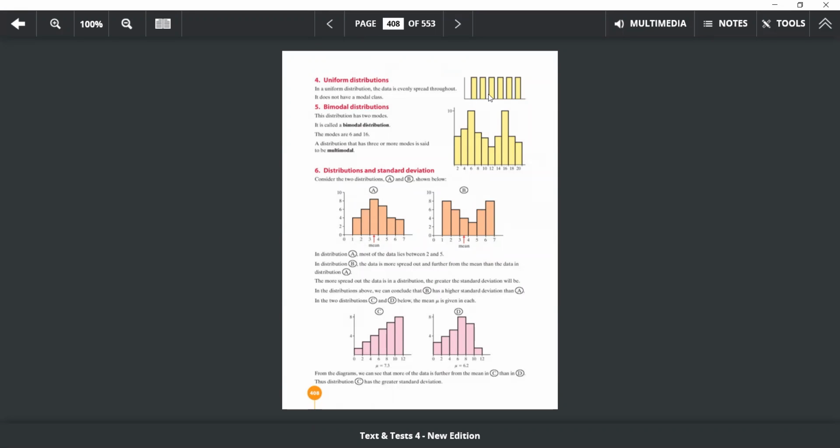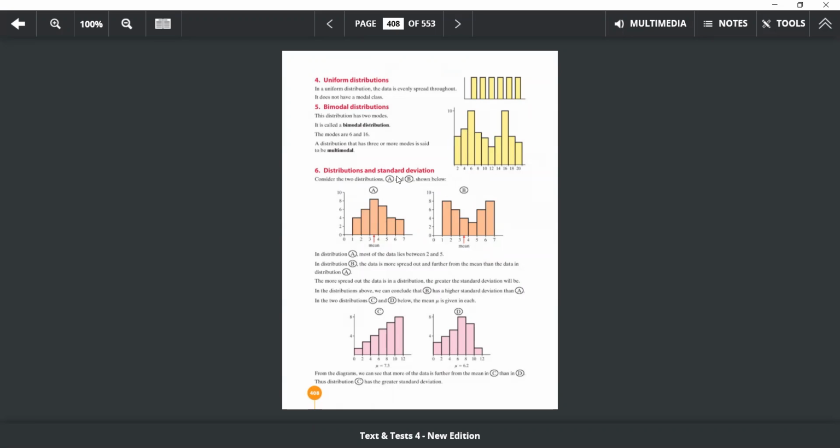Uniform distribution just means every category has the exact same number of elements. Modes, you'll see, so you'll talk about the mode of a distribution as the highest point, but sometimes you'll have two highest points, like here or like here. That's called a bimodal distribution.